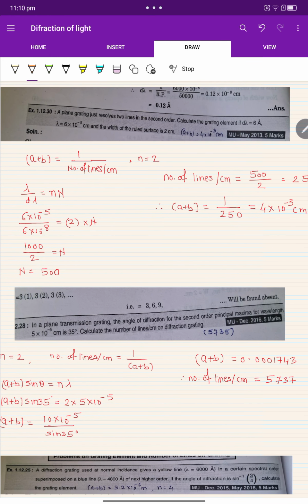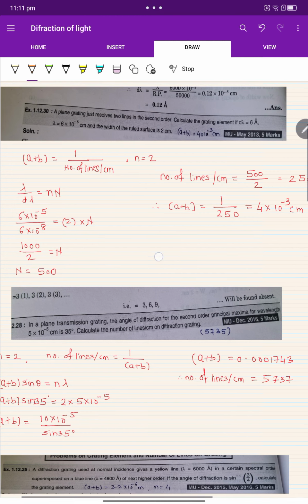Now here we have given a grating which just resolves two lines in the second order. So we have given n equals to 2. Calculate the grating element. That means we need to calculate A plus B. We have given the difference in the wavelength as 6 Armstrong and the wavelength is given as 6 into 10 to the minus 5 centimeter. Width is given as 2 centimeter. So we know the formula of resolving power lambda upon d lambda equals to n into N. We substitute the values and the total number of lines will be 500.